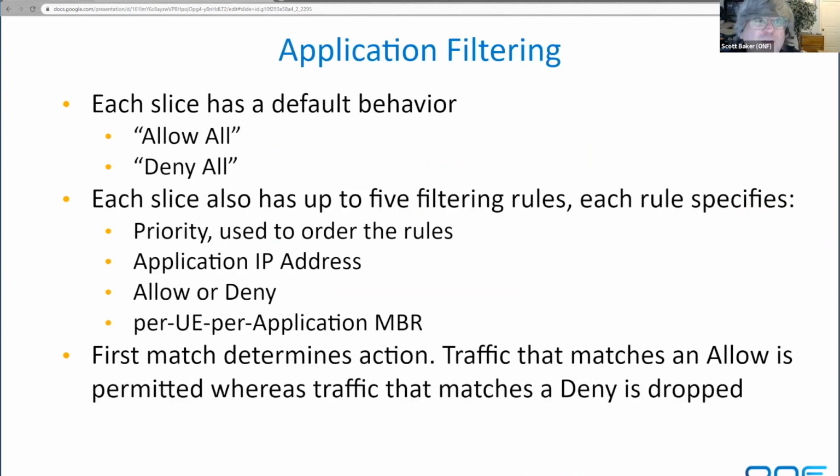The second noteworthy feature is application filtering. So application filtering includes a default behavior together with up to 5 custom rules. This supports either a deny all pattern with rules to explicitly allow certain applications, or an allow all pattern that implicitly allows all traffic, but explicitly denies access to certain applications. So traffic that is denied would be dropped by the UPF. Our rules are always executed in priority order, and the first rule to match determines whether the packet will be passed through or dropped. If no rule matches, then it falls back to the default behavior.